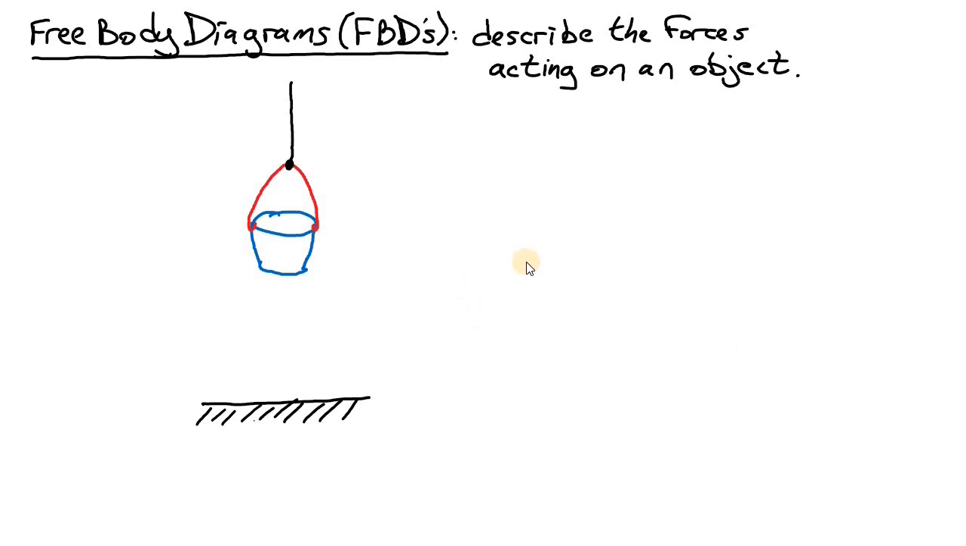So now let's get into talking about free body diagrams. Your teachers might refer to these as FBDs, and these just basically describe the forces that are acting on an object. So let's draw our free body diagram acting on this object. So we have a bucket over here. Question for you. What is the downwards force acting on the bucket?